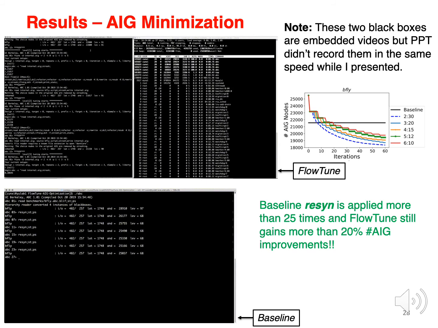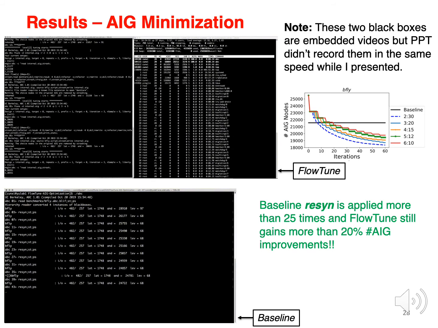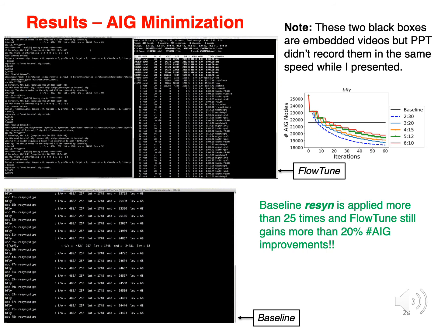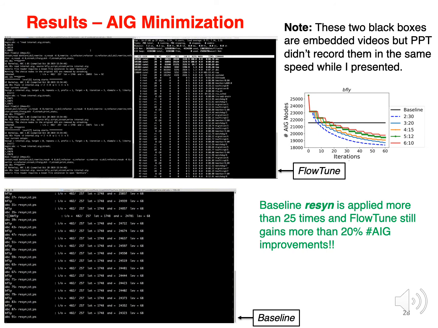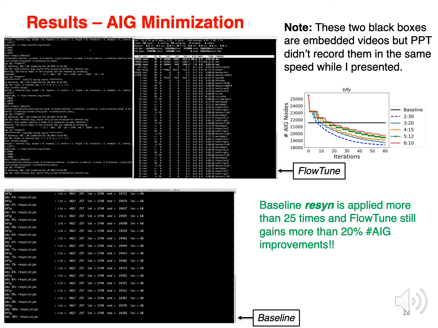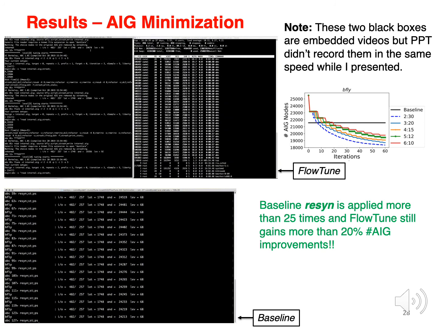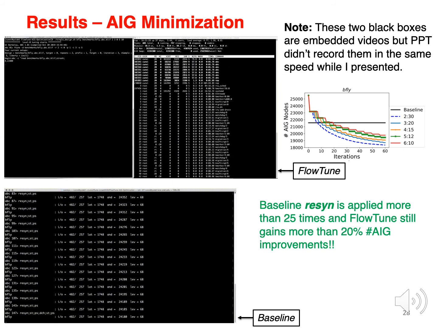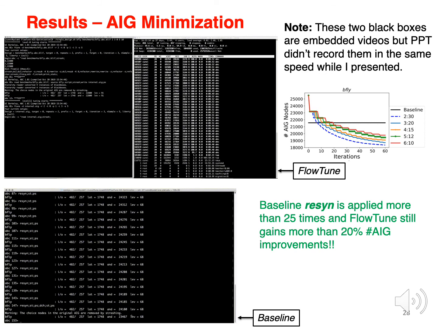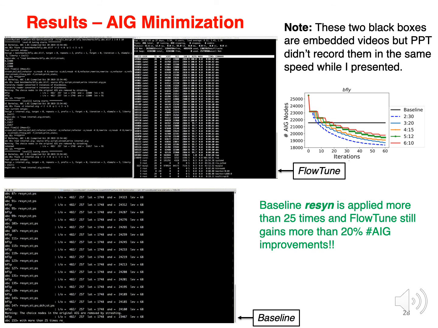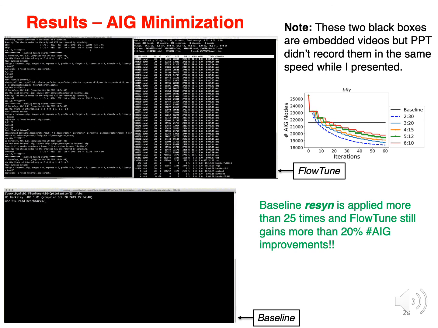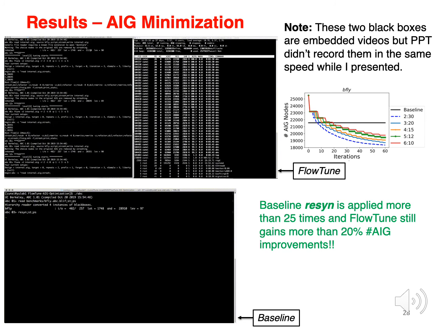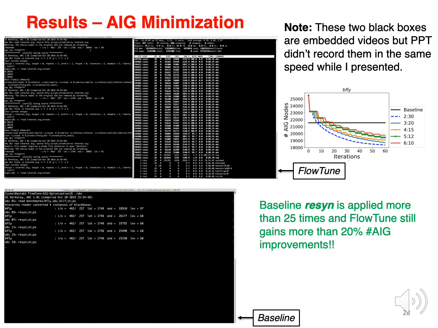We can see that after 25 times of resyn on this design, the number of AIG nodes is about 23,000. And FlowTune reports less than 20,000 AIG nodes after only a few iterations. On the right side of the FlowTune video, we can see how OpenMP helps FlowTune maximize the load of CPUs. The CPU we used in this work has 40 cores.